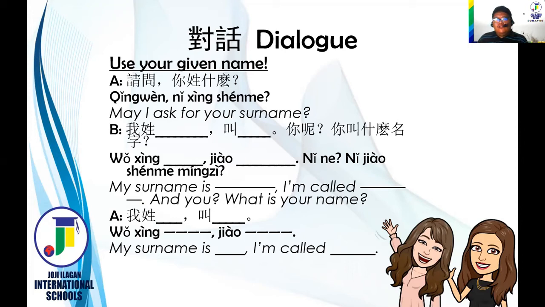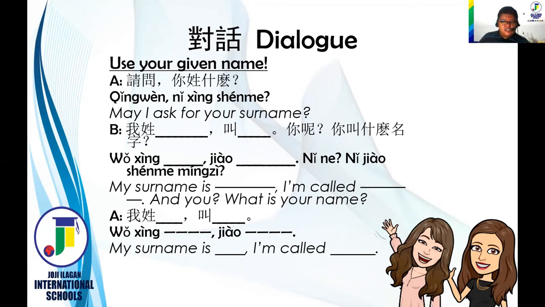Say, for example, Wang Jiande. If the name is three characters, you first mention the first character, which is Wang. Then you mention the whole name in entirety, Wang Jiande. So let us go back, okay? When someone asks, 请问你姓什么? Then you say, 我姓 your surname, then 叫 your surname plus your given name.